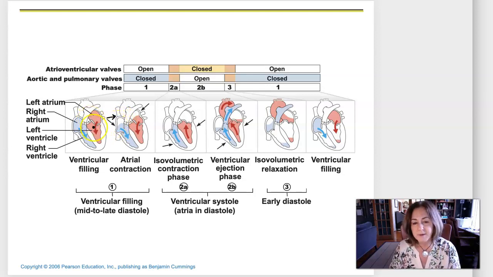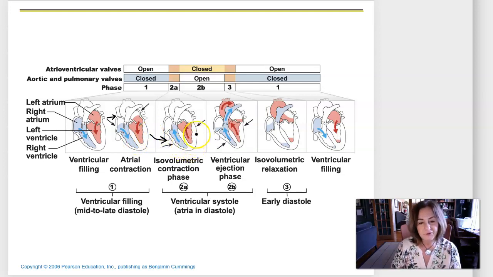that what will happen after this whole heart relaxation is the atria are going to contract first. And when the atria contract, what they do is they push the remaining blood into the ventricles. And so they're just topping off the ventricles with the rest of the blood. Okay, so the atrial contraction is going to top off the ventricles. And after that, what will happen is the ventricles start to contract.